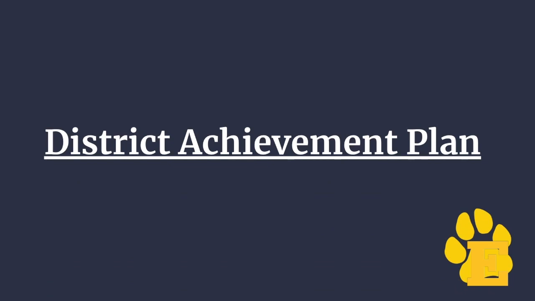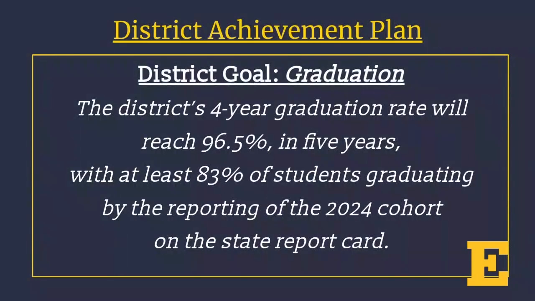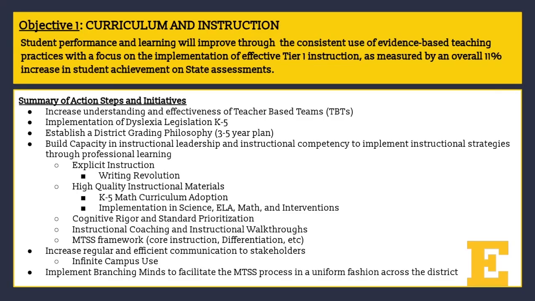So our goal for this year is graduation, and the district 4-year graduation rate will reach 96.5% in 5 years, with at least 83% of students graduating by the reporting of the 2024 cohort on the state report card. We have 2 objectives to help us meet this goal.